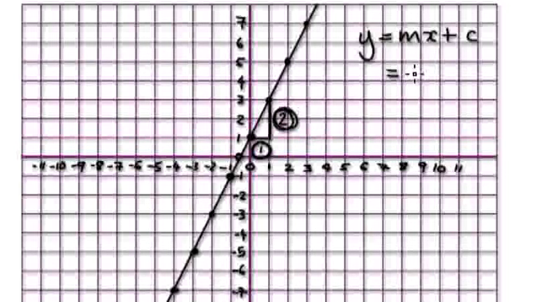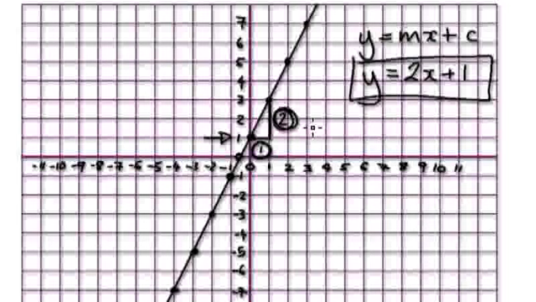So the equation for this line will be 2x, because the gradient is m, so you put the 2 into the m, and then it will be plus c. Well, c is the intercept. The intercept is 1, so we add 1. So the equation for this line is given by y equals 2x plus 1.